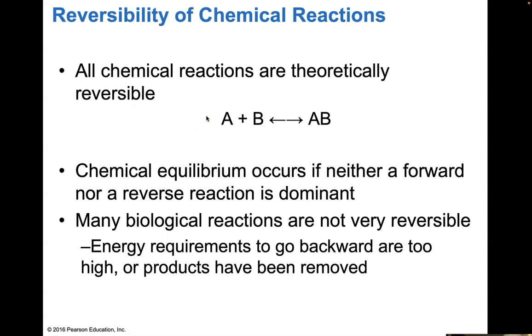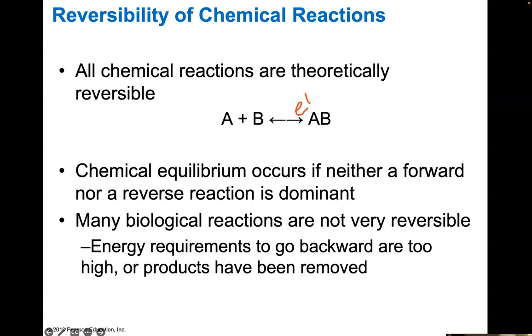Reversibility of chemical reactions. All chemical reactions technically are reversible, and again, we're going to get into this as we talk about enzymes. Usually, if you have a chemical reaction here, A plus B forms AB, okay? The reason that A plus B forms AB and goes this direction is usually you have a lot of enzyme 1 here, and it's going to help this reaction go this direction. I'll talk about enzymes in just a minute if you don't remember what they do.